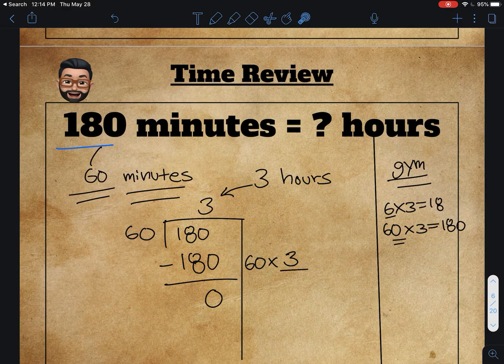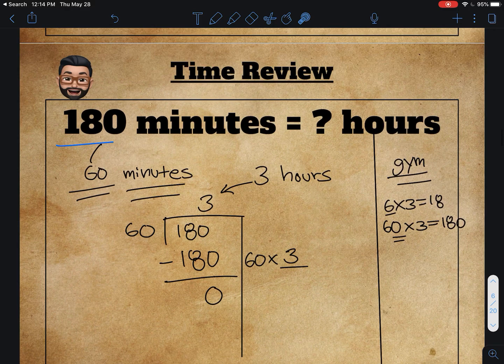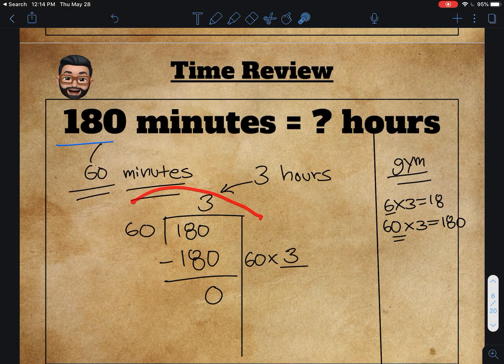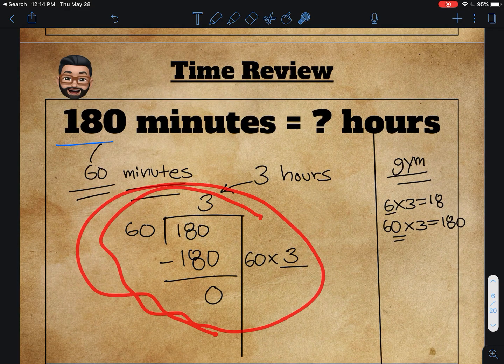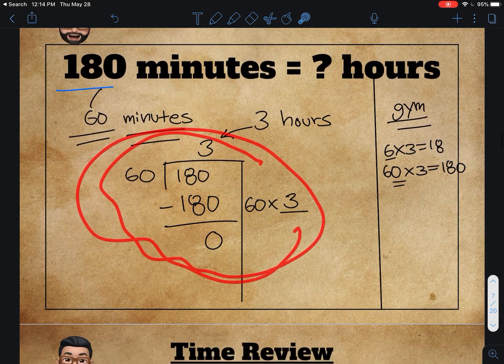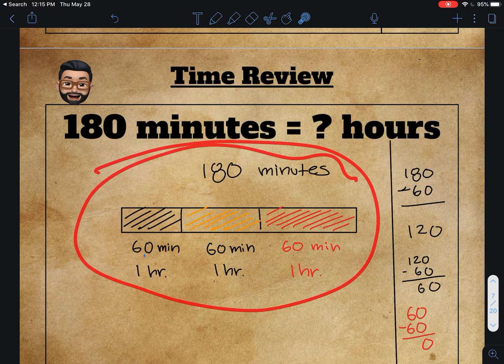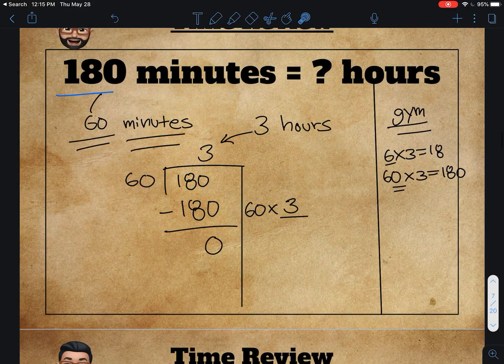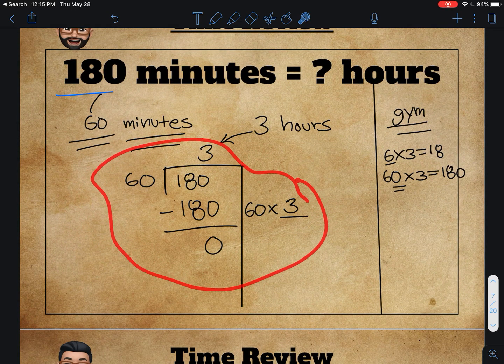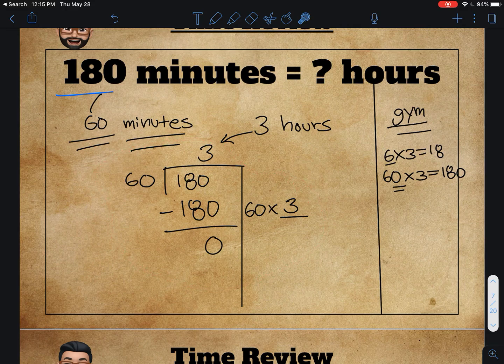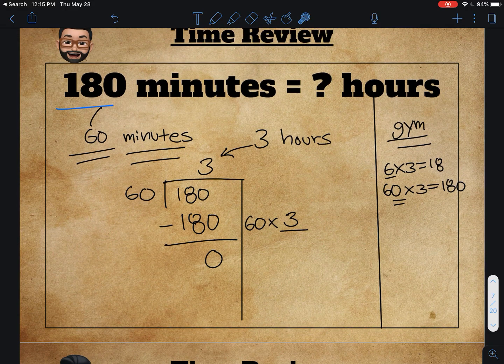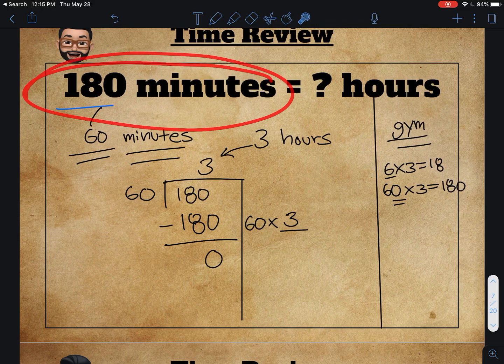Now, what's more efficient? It's more efficient to do this division work right here. If you want to try to do a bar model with this work, you can, but the more efficient way would be to divide. So back to this: 180 minutes would equal 3 hours, and there are no extra minutes.